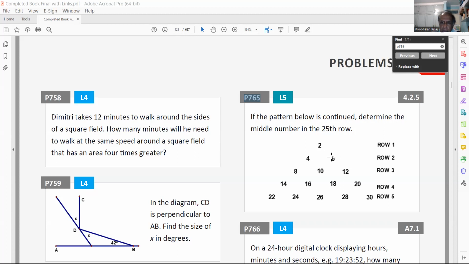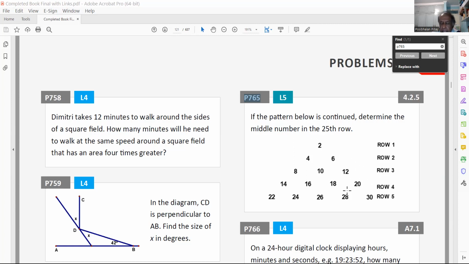Row 3, it continues from 6, you go to 8, 10, 12, 14, 16, 18, 20, and so on. So each time, the third row has 3 numbers, the fourth row has 4 numbers, the fifth row has 5 numbers, and so on. So we are looking at the 25th row. Therefore, the 25th row will have 25 numbers, right? And we want to know what the middle number of that row is, right? So what we're going to try to do is to work out the very first number in the 25th row.